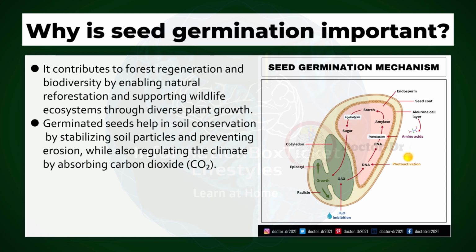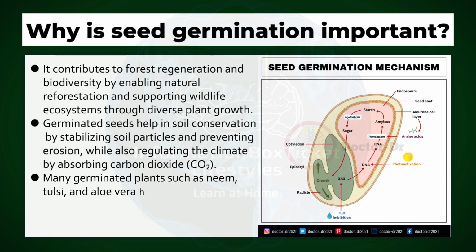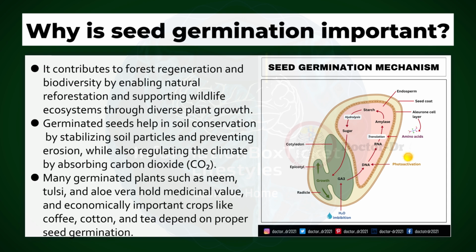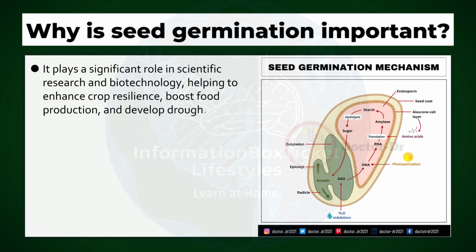Germinated seeds help in soil conservation by stabilizing soil particles and preventing erosion, while also regulating the climate by absorbing carbon dioxide. Many germinated plants, such as neem, tulsi, and aloe vera, hold medicinal value, and economically important crops like coffee, cotton, and tea depend on proper seed germination. It plays a significant role in scientific research and biotechnology, helping to enhance crop resilience, boost food production, and develop drought-tolerant plant varieties.